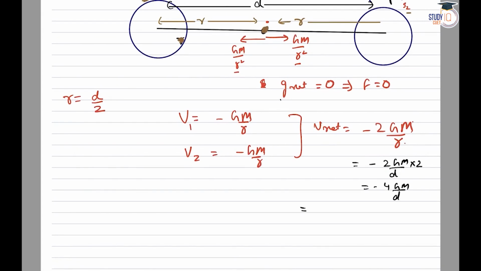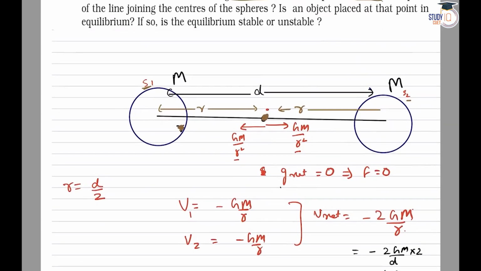On substituting the given values, that is 4 into 6.67 times 10 to the power minus 11 into mass 100, and distance 1 meter, the potential comes out to be minus 2.67 into 10 to the power minus 8 joule per kg. This is the potential at the center.